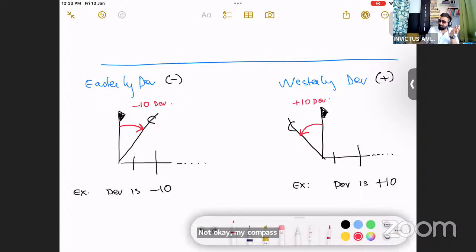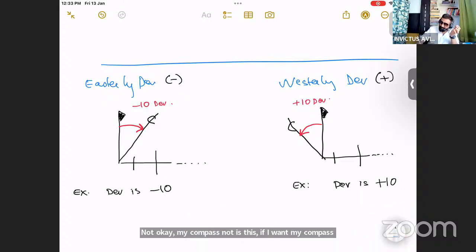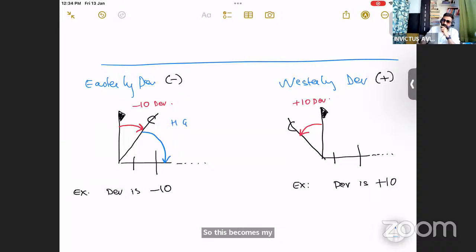If I want my compass heading, then my compass heading will be measured from the reference compass north to the aircraft longitudinal axis. So this becomes my compass heading. Let's say, for example, my compass shows me, so this is given, this is something that I can see from the compass, is 080 compass.